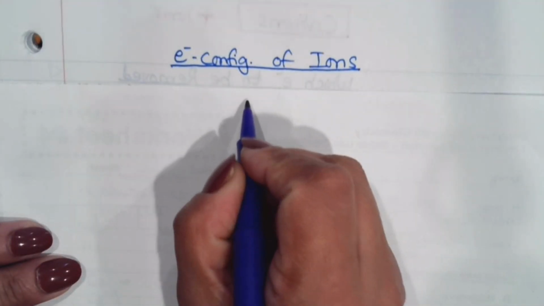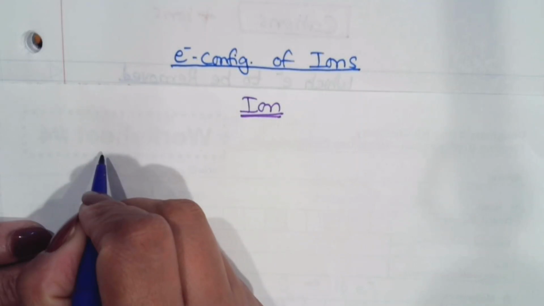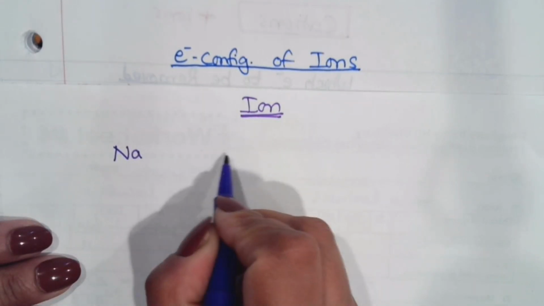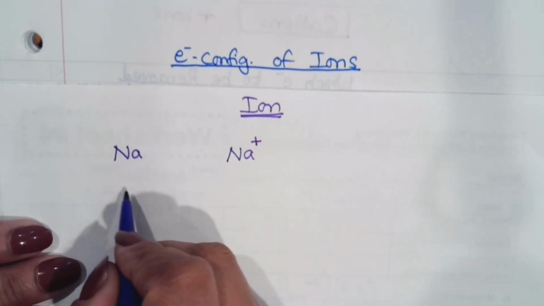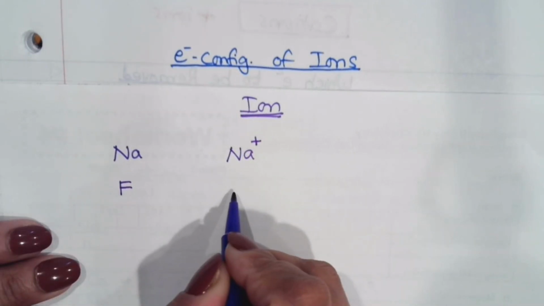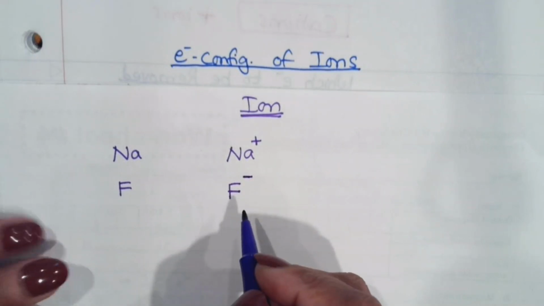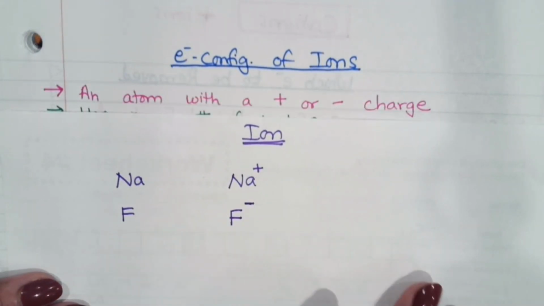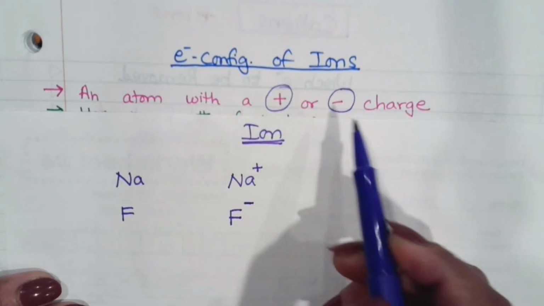So first of all, let's see what an ion is. What is an ion? We have a neutral atom. For example, sodium is a neutral atom, and the ion formed by sodium would be Na1+. Fluorine is a neutral atom, and the ion formed by fluorine is 1-. So what are ions? Ions are atoms that have a positive or a negative charge.